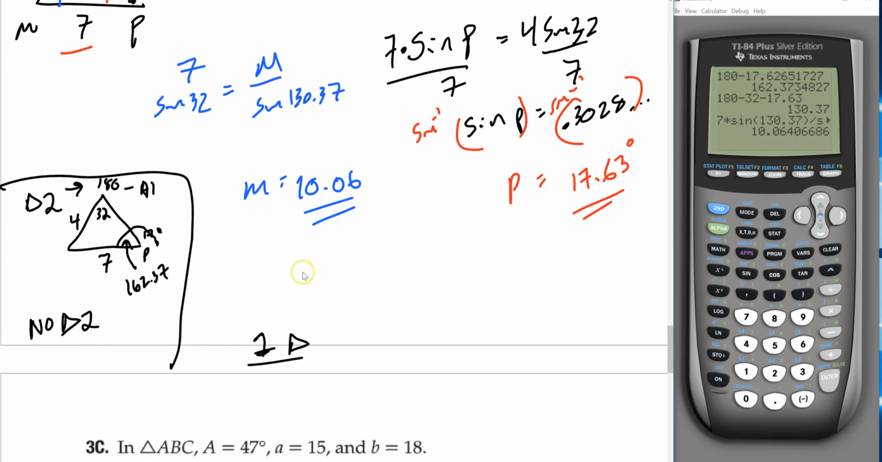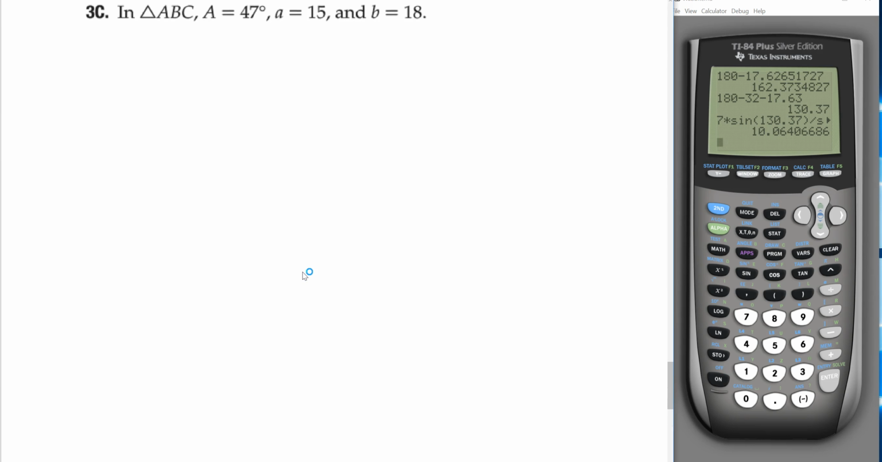One last one. Now you probably could guess this one has two triangles. So let's go ahead and do it. Again, normally we solve it like normal. So make a little thing here: A, B, C. Angle A is 47. Side A is 15. B is 18.